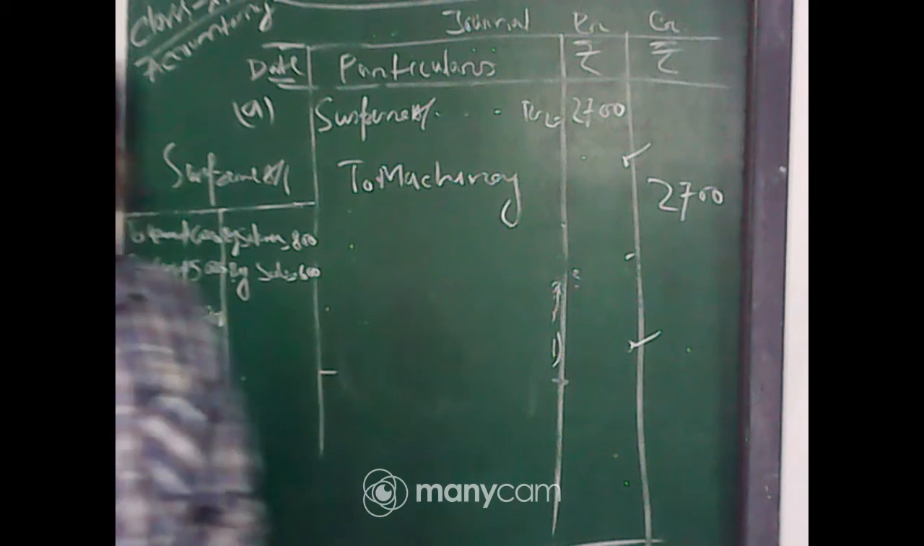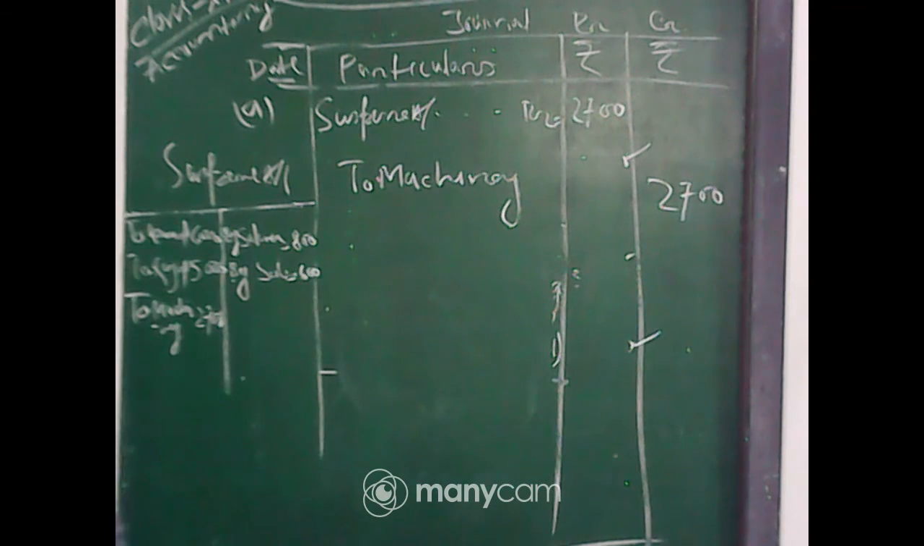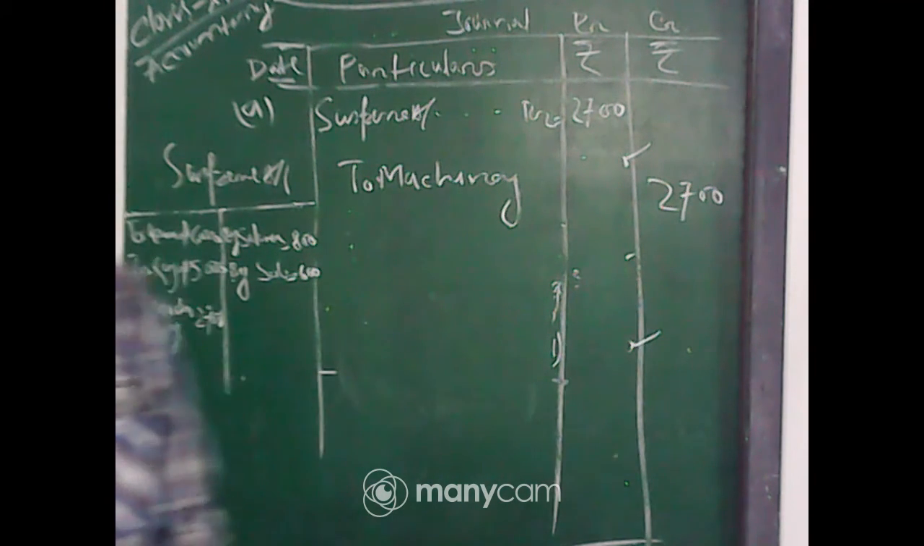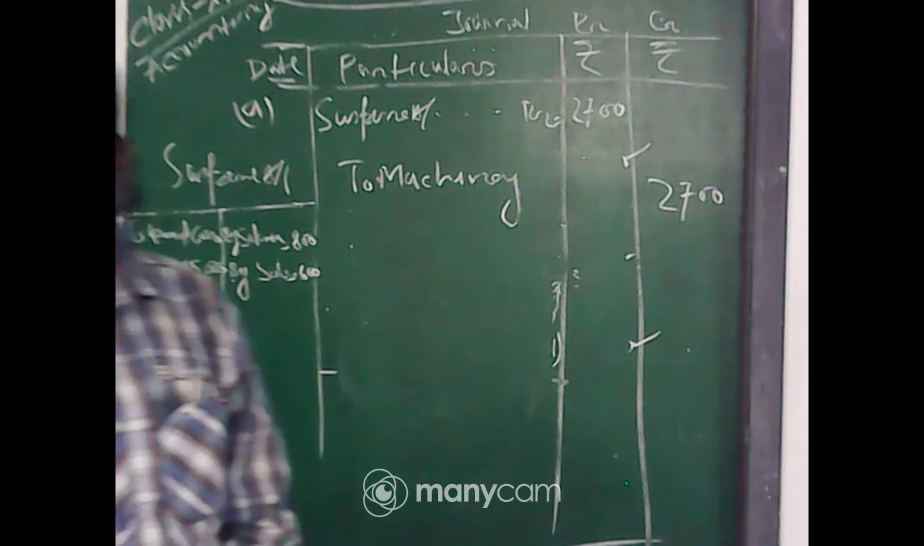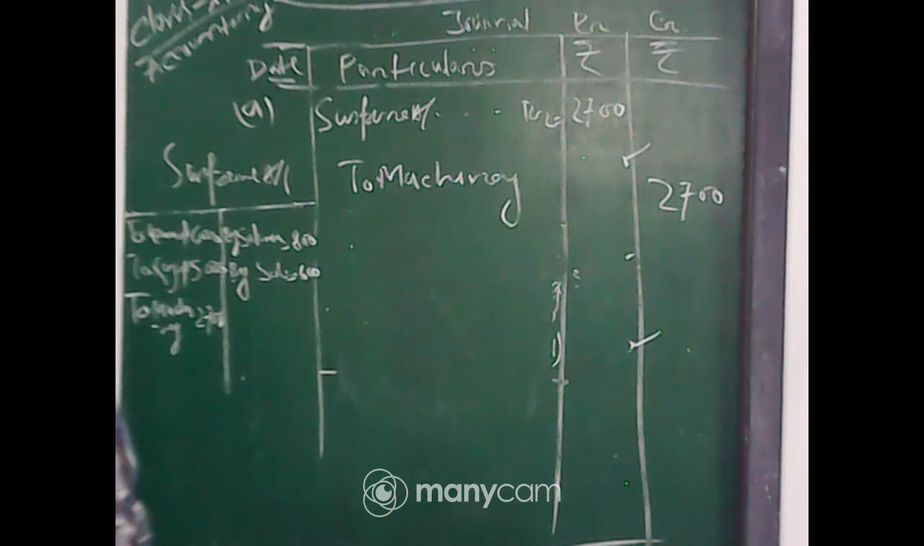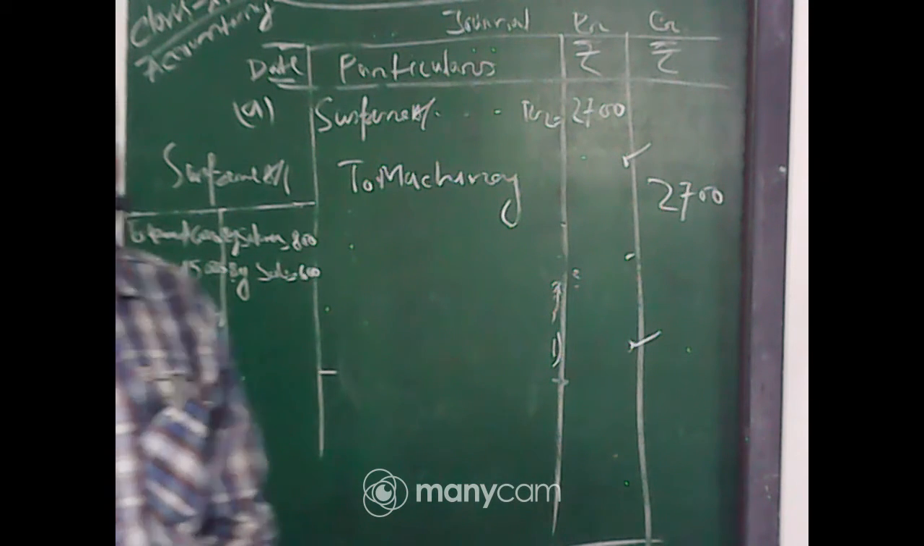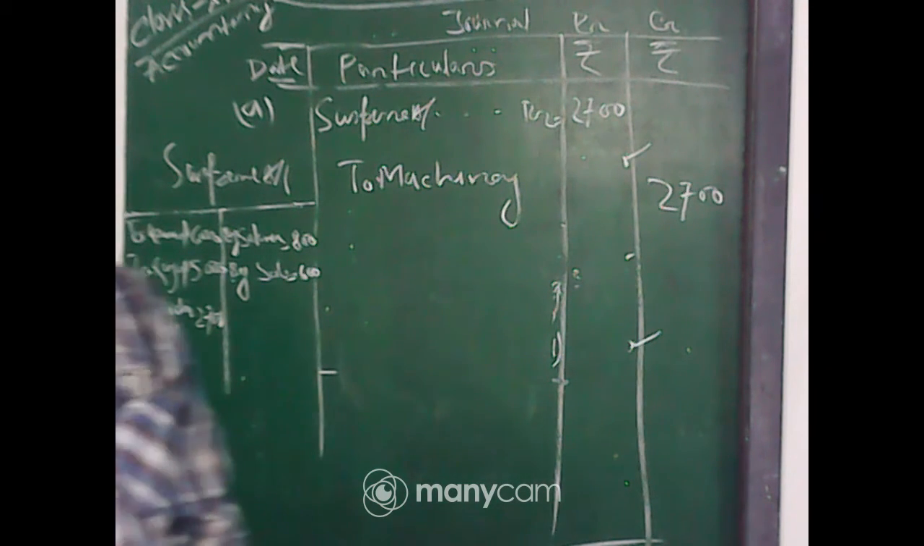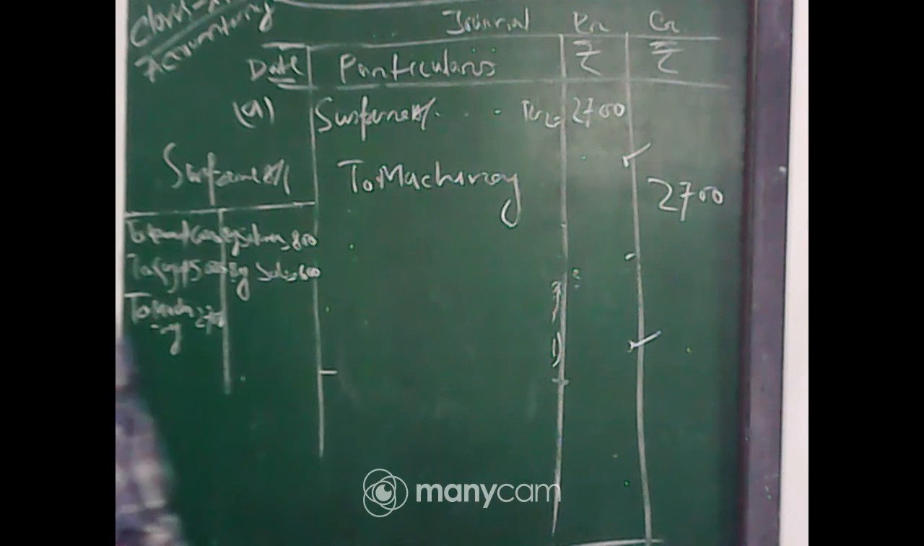Here also you have to write the narration, that is, depreciation provided on machinery is credited to machinery account of rupees 300. Wrongly credited the machinery account with the amount of rupees 300. Now rectified.